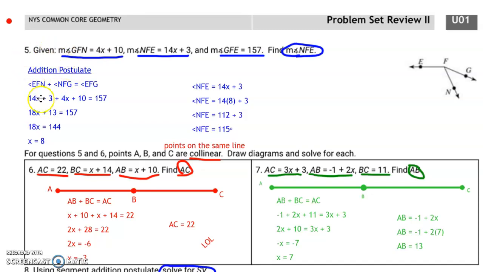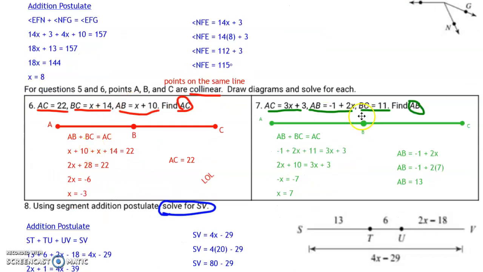You can see that question 5 is very similar to the previous questions. We're using the addition postulate, saying that the two angles that are adjacent to each other add up to the larger angle that they create. So we substituted those in and solved for x, and then used the value of x to find the measure of angle NFE.